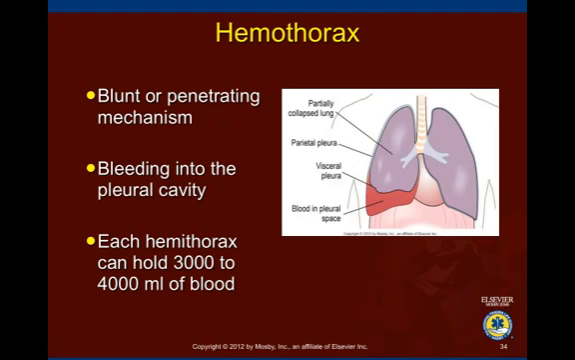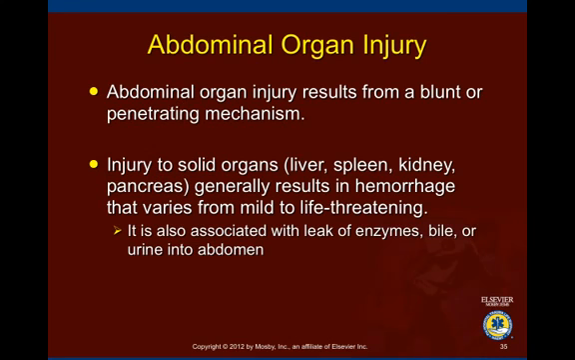Hemothorax, blood in the chest cavity, outside the lung, inside the chest cavity, into the pleural space that should have nothing in it but a small amount of fluid, can fill up with blood. Matter of fact, you can dump your entire blood volume into your chest. Each half of your chest, they say, can hold 3 to 4 liters of blood, and I would say at least 3 to 4 liters of blood. And so you can completely exsanguinate. You can bleed out internally into your chest cavity and never have any external bleeding.